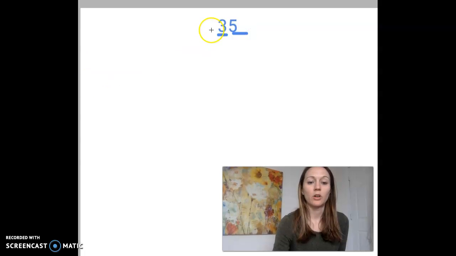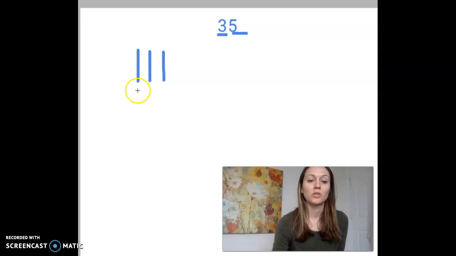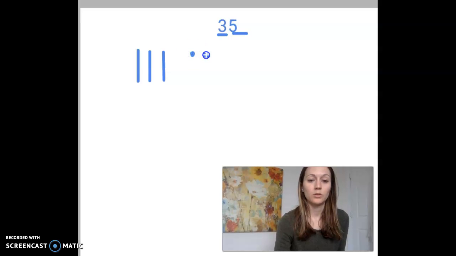So I would draw 3 10s by representing it with lines. 1, 2, 3. I can also count these by 10s because I know one line equals 1 10. So I can count it as 10, 20, 30. All right, my number 35 has 5 1s, so I need to draw 5 1s. 1, 2, 3, 4, 5.